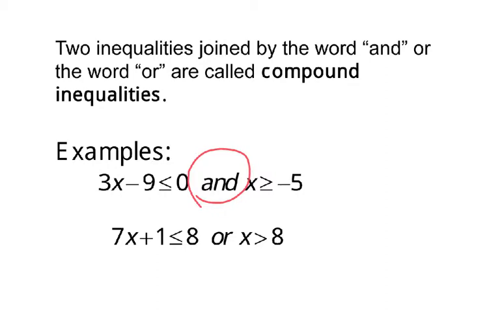Second example is 7x plus 1 is less than or equal to 8, or x is greater than 8. The or tells you that either one of them needs to be met, but not necessarily both, for something to be a solution to that compound inequality. So I want you to add the word compound inequality to your vocabulary list or your group of vocabulary note cards. Those are important.